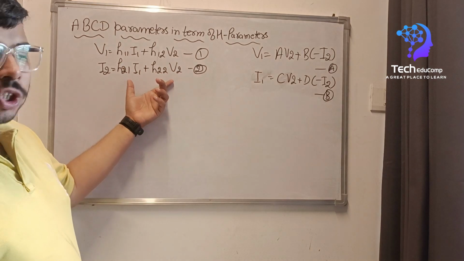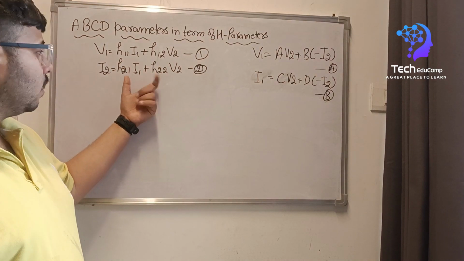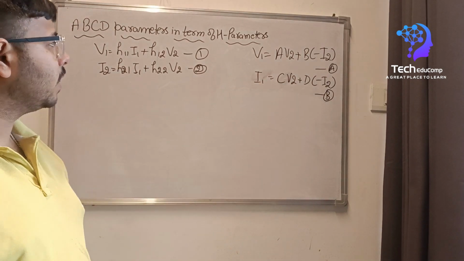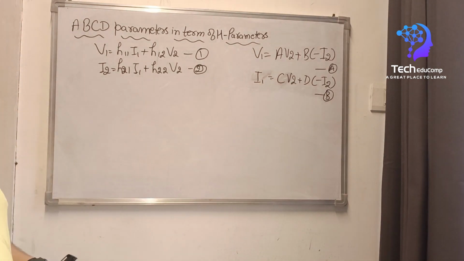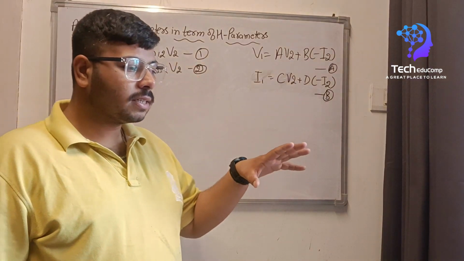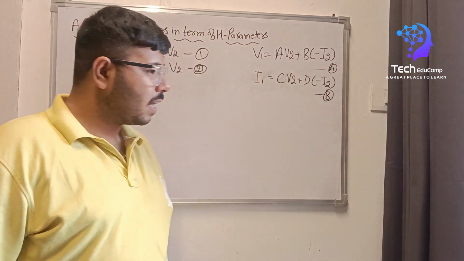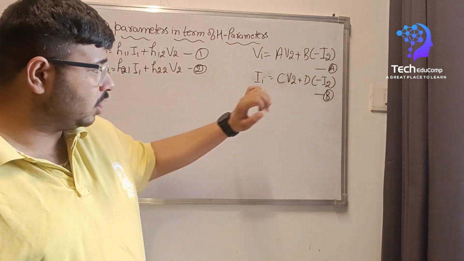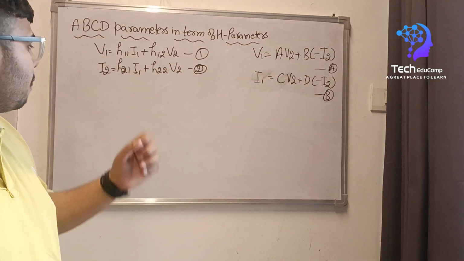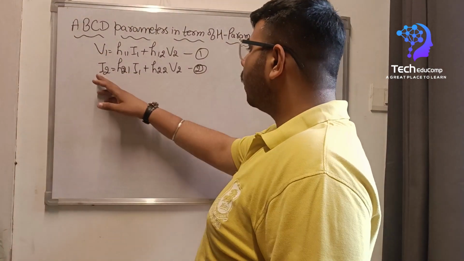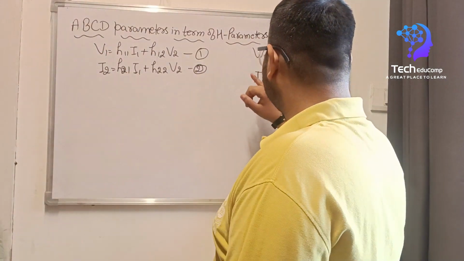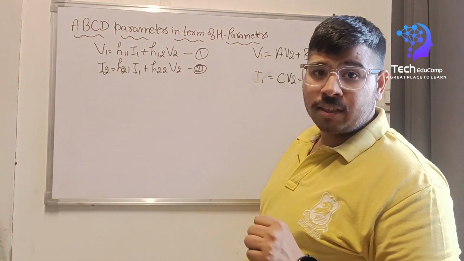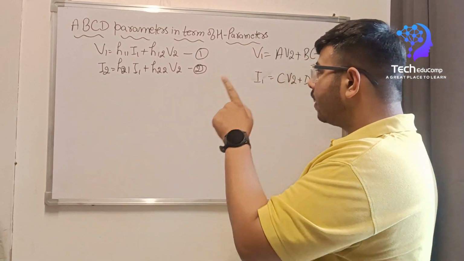So equation 1 and equation 2 are how you can write the H parameters, and equations A and B represent how we can write ABCD parameters. So we will see those steps again, like we have seen previously. We will first compare this new equation with this equation, and here we see that V1 and I2 are on the left hand side, but here we have V1 and I1. So can we rewrite equation number 2 in terms of I1, and then compare it with equation B?